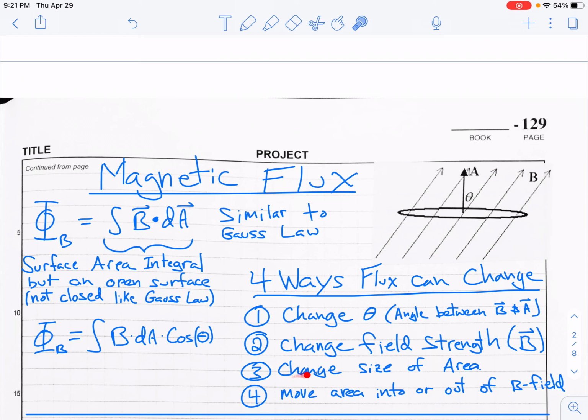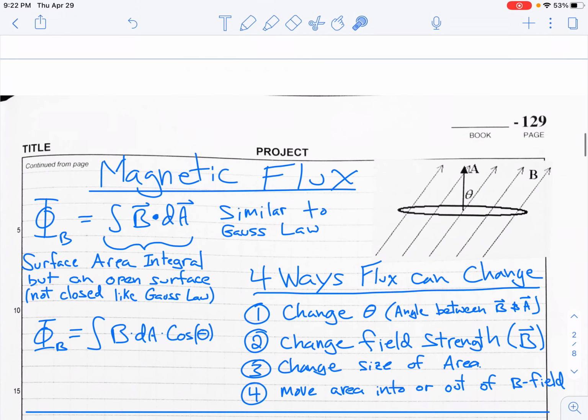Another way to change flux is change the size of the area. So if you took this loop and you made it bigger, or you shrunk this loop down and made it smaller, that would change the flux. And lastly, if you had a loop like this, if you moved it outside, so it was over here, and only half of the loop stuck into the magnetic field, that would also change the flux. So the next 5 examples correspond to those 4 categories. So number 1 was changing the angle. That's going to be example 1.